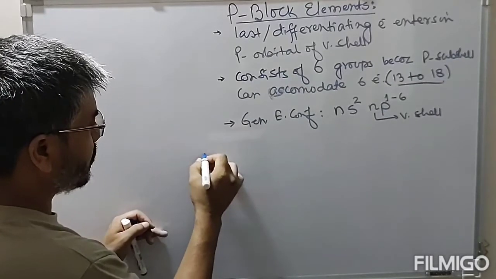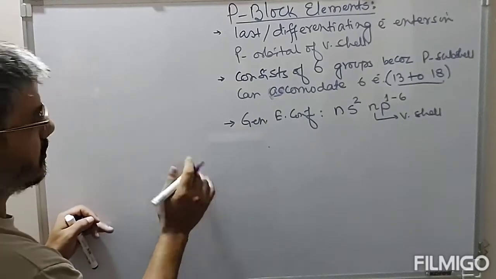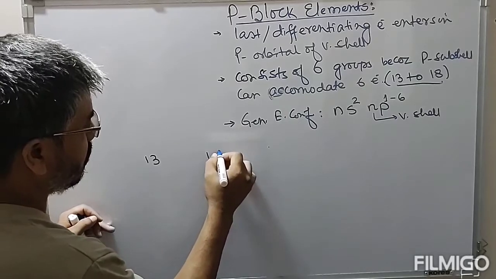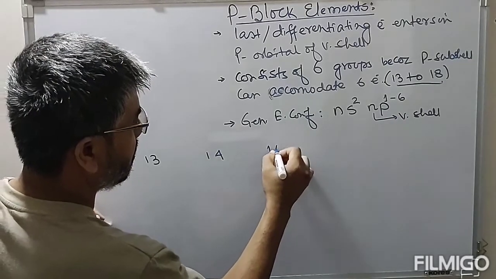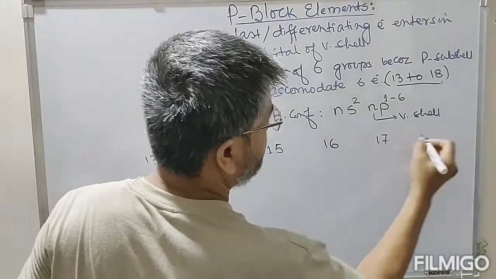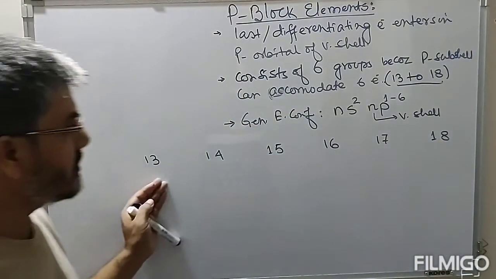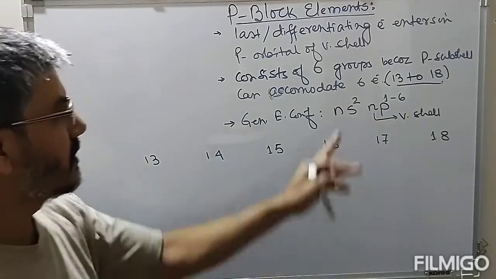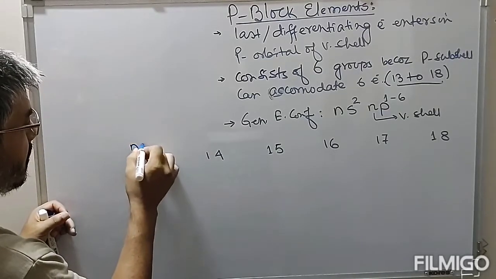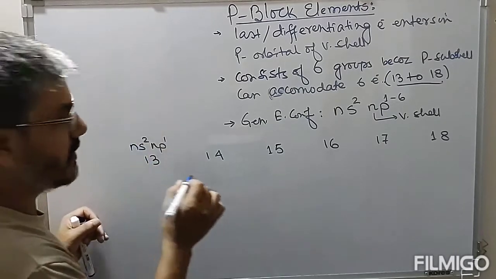So look at this, we have these groups: 13, 14, 15, 16, 17, 18th group of the periodic table. These 6 groups are known as p block elements. 13th group electronic configuration ns2 np1. So we have 1 electron in p orbital.